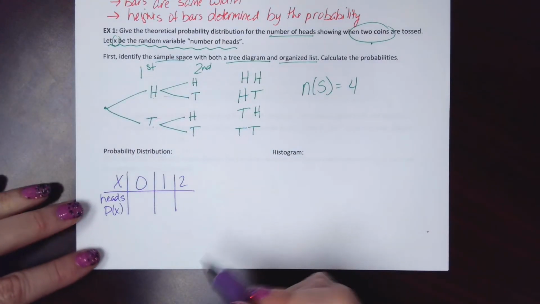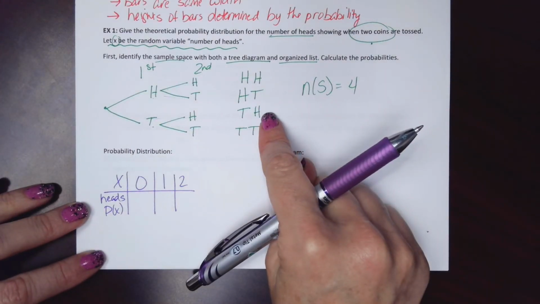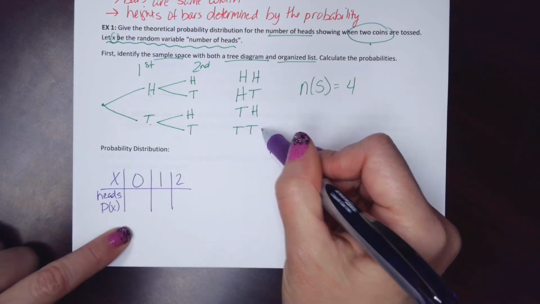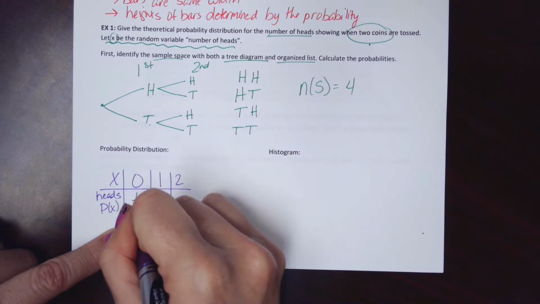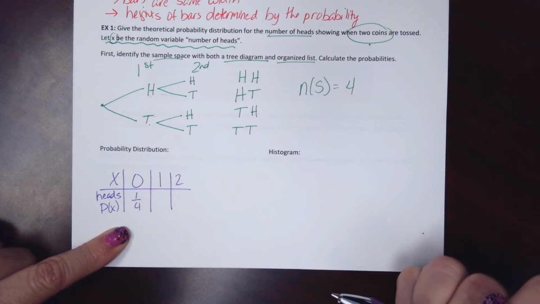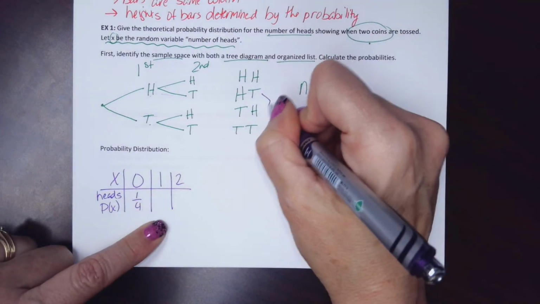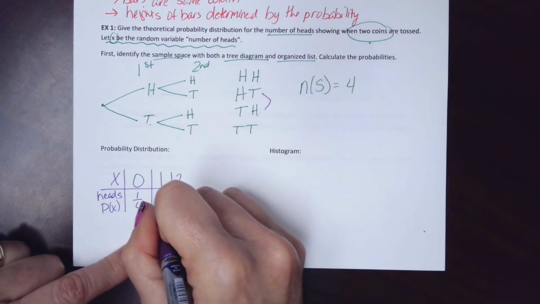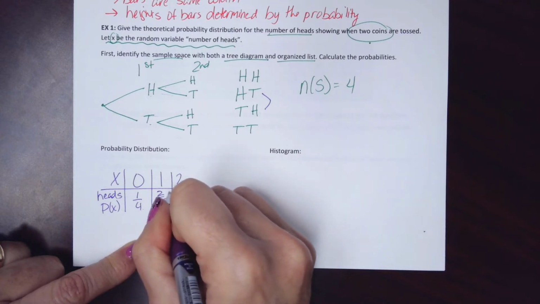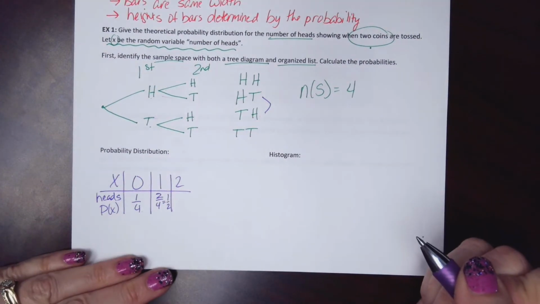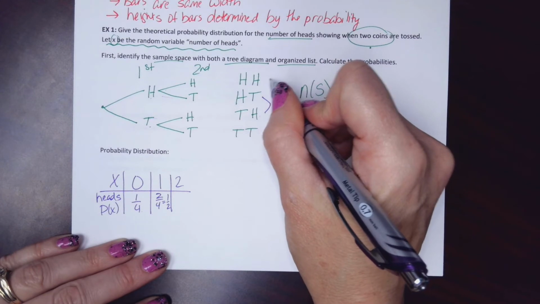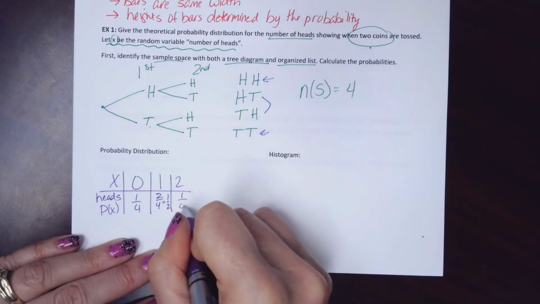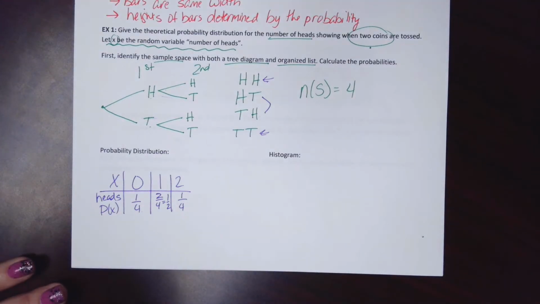Out of my 4 outcomes, there's only 1 of them where I don't get heads on either coin. So that is 1/4 of the sample space, 1 out of 4. There are 2 ways I could get 1 of the 2 coins lands on heads, so that's 2 out of 4, which is going to simplify to 1/2. Or that 4th outcome, when I have 2 heads, that's 1 out of 4 possibilities in my sample space.